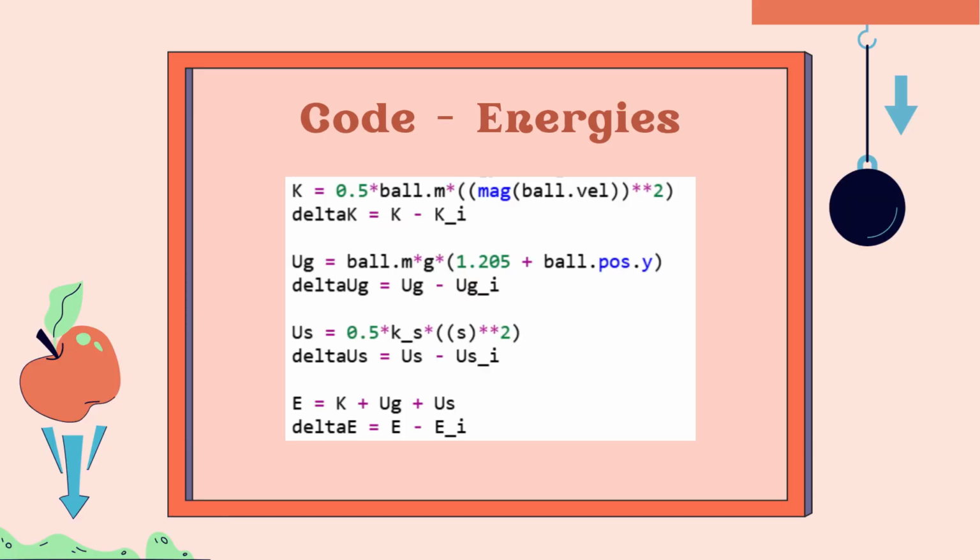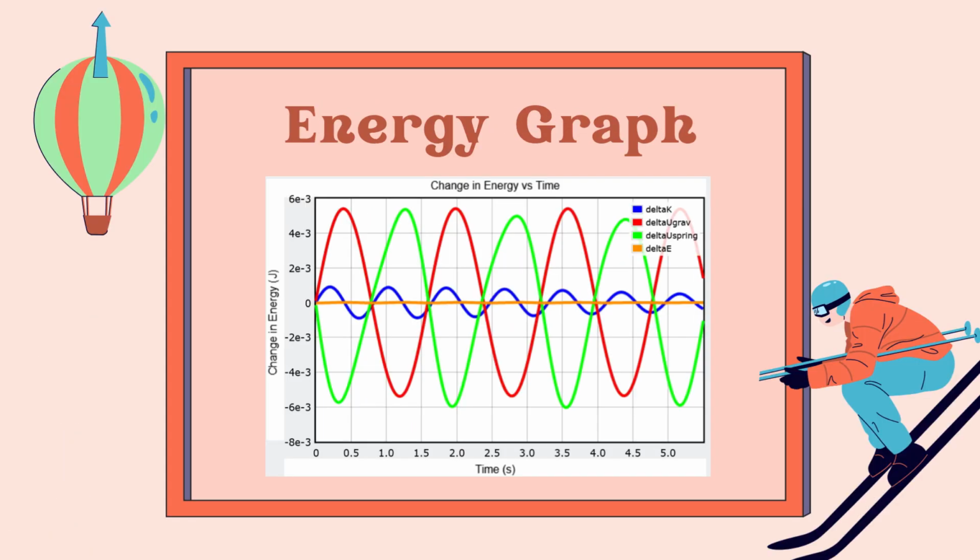This is my code that updated the energies and the energy changes of the system. As we can see, the total energy of the system remained constant, which was expected. The potential energy of the spring and the gravitational energy of the system oscillate with more amplitude than the kinetic energy of the system.